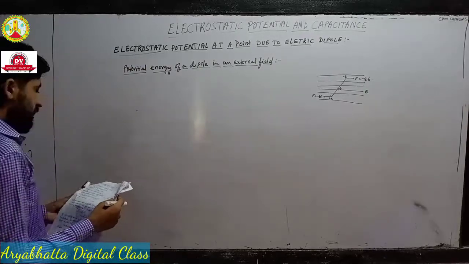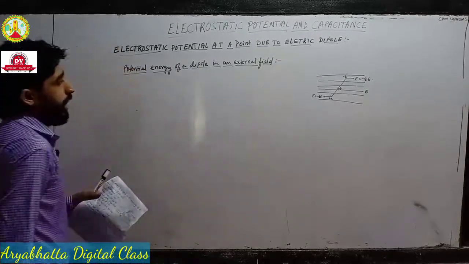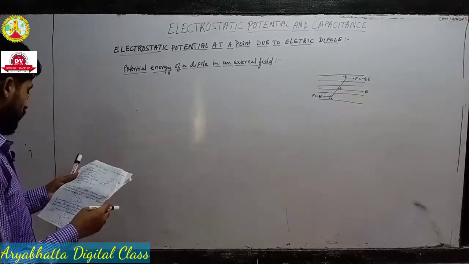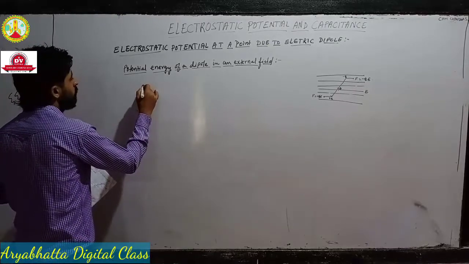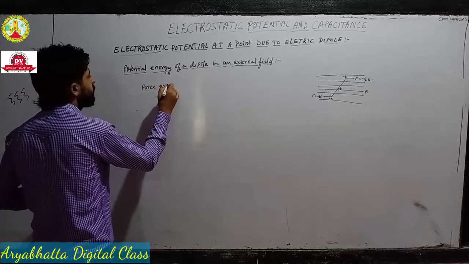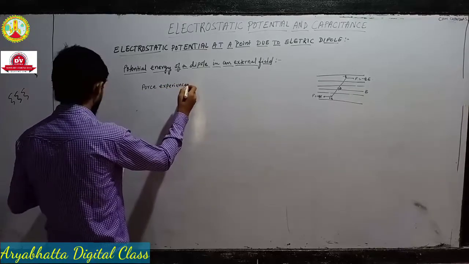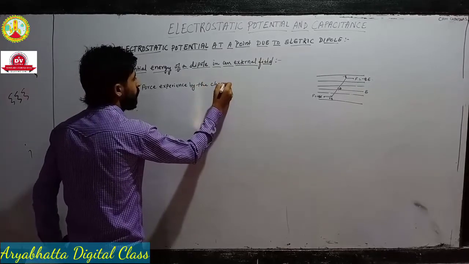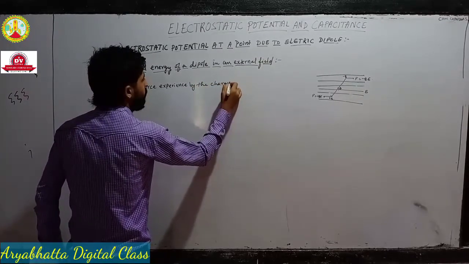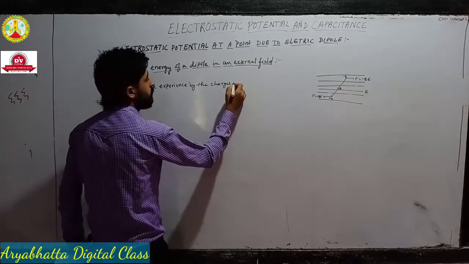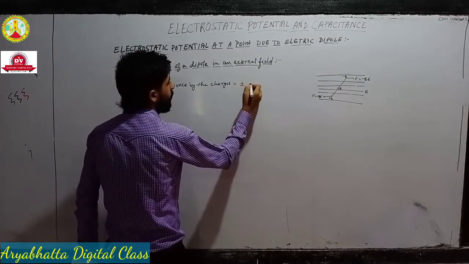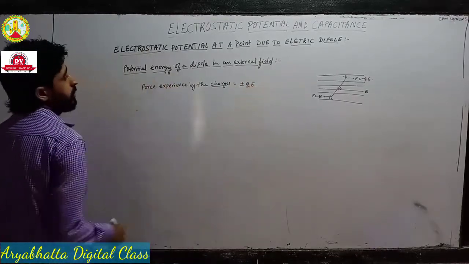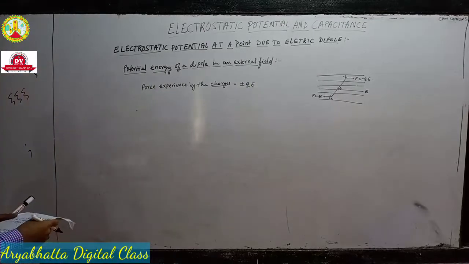So you can just write, let us consider a dipole, and the introduction part. I guess you can write it by yourself. So what is the force experienced by the charges? That is nothing but plus minus QE. For the two charges, one will be plus QE and another will be minus QE.